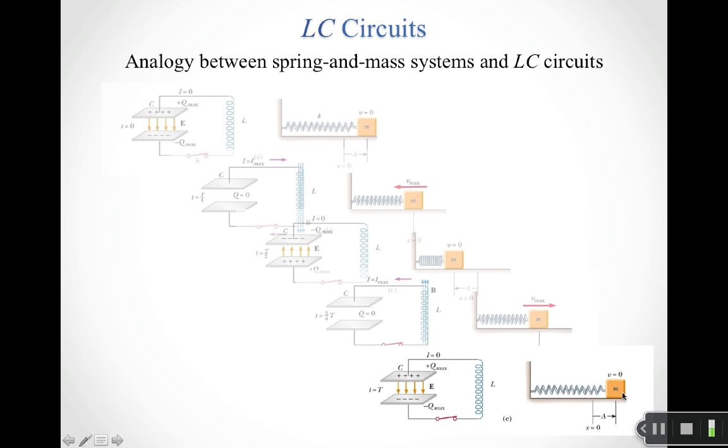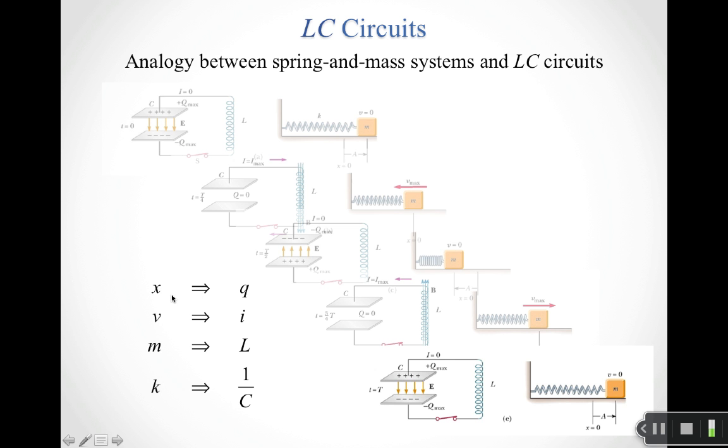So for my spring and mass, I'm back out to the mass at rest at the amplitude I initially released it from. For my LC circuit, the capacitor is fully charged again. There's no current in the circuit, and now the plates are back to the charges being arranged the way that they were initially: positive charge on top, negative charge on bottom. So this shows you that in the way that we think of a mass bouncing back and forth on a spring, we get exactly the same sort of behavior with our LC circuit.